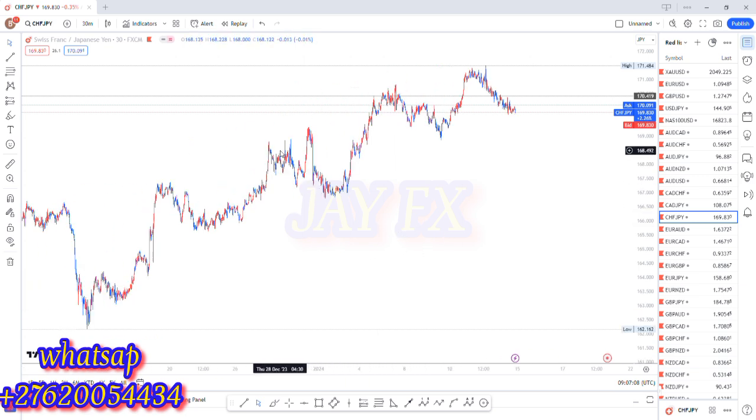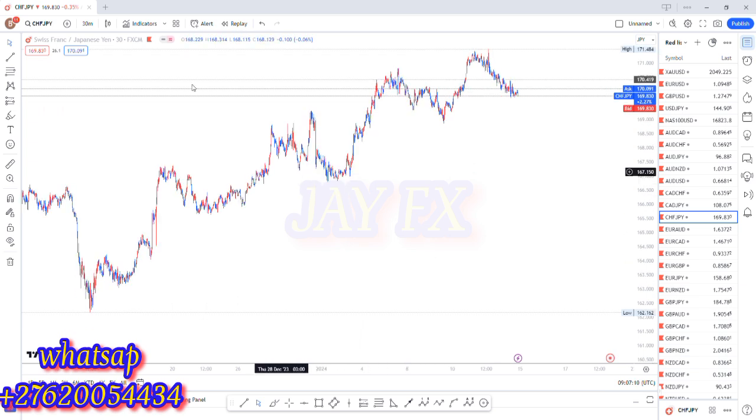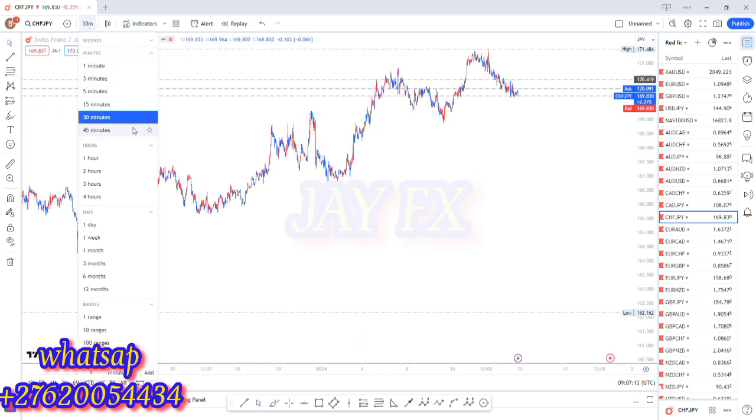This Chief JPY. So, Chief JPY is the pair that most people like to trade, besides gold, GBP USD, Euro USD, USD JPY, and most traders like to trade this pair besides GBP JPY as well. But today we're going to see what we're gonna do with this pair tomorrow.